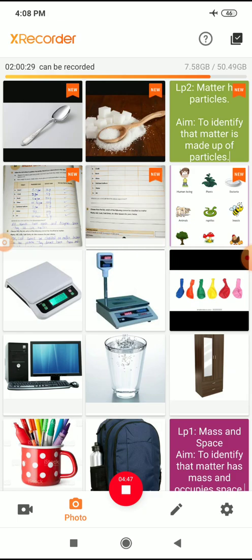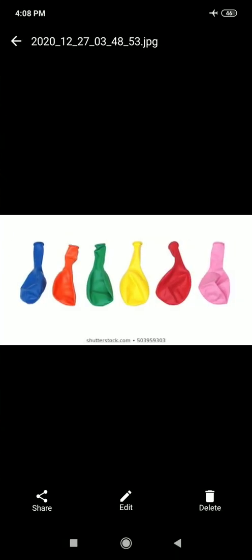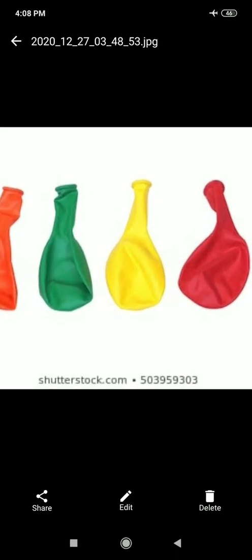Okay, how much matter is contained in that object? For example, how much air is present in this balloon? That air is matter. Why are we calling it matter? Because it has mass and occupies space, right? So mass is the amount of matter present or contained in that object.